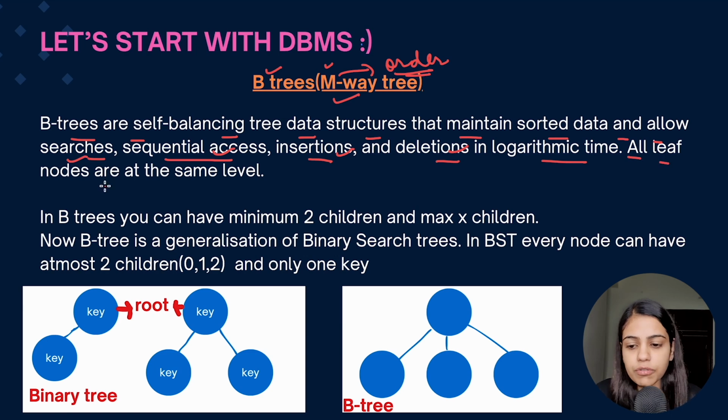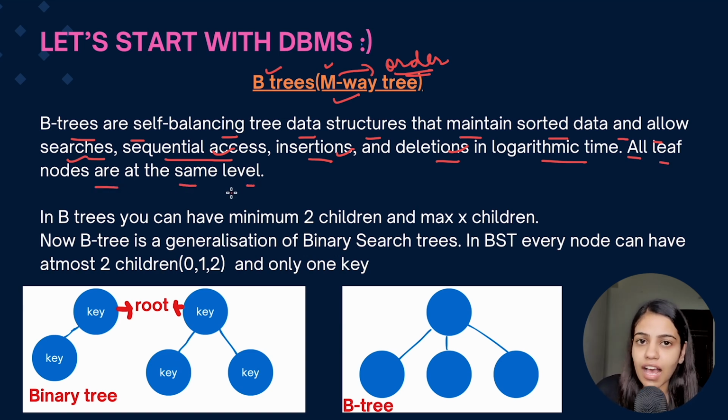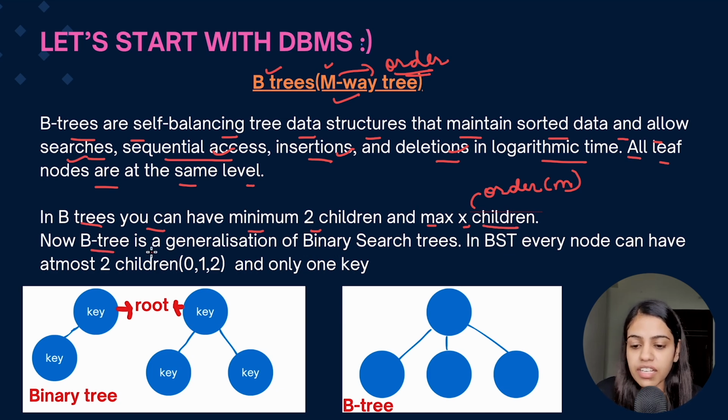Also, all leaf nodes are at the same level in the B tree. So all the leaf nodes, or the last nodes, are at the same level. Now, in a B tree you can have a minimum of 2 children and a maximum of x children, where x is the order of the given tree. Order is also represented using M, but here I am using x for reference. Now, a B tree is a generalization of a binary search tree.